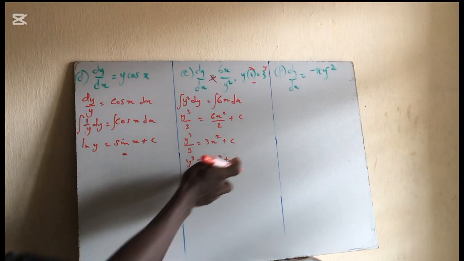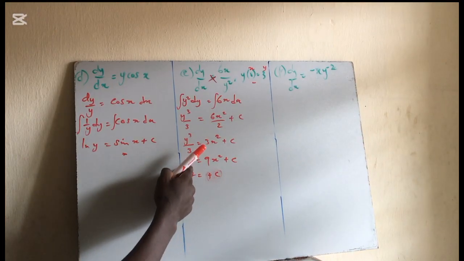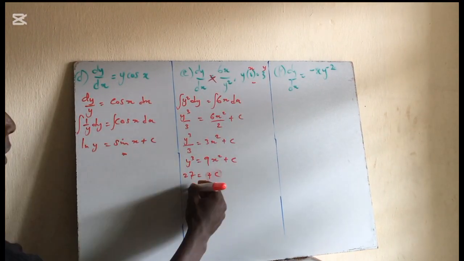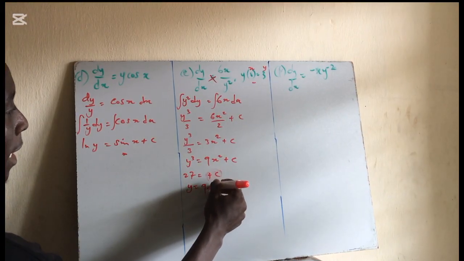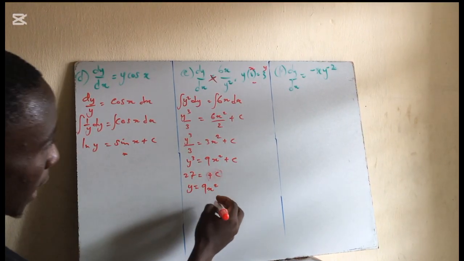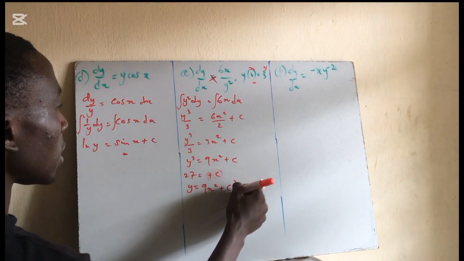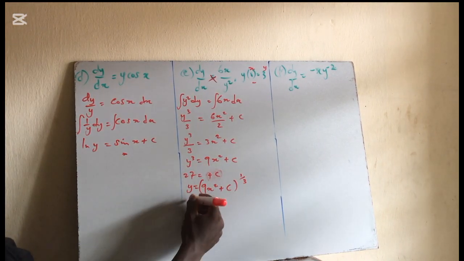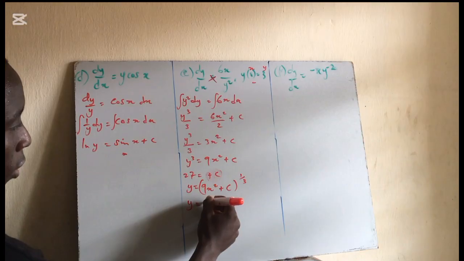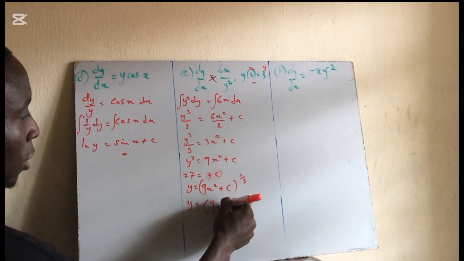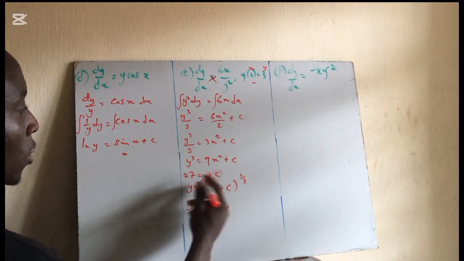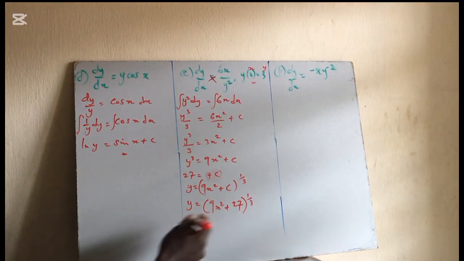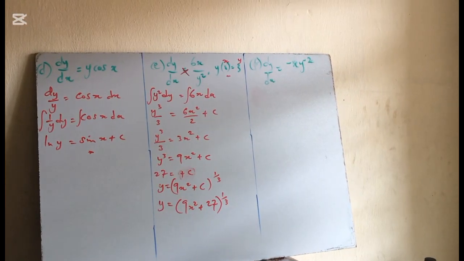Now we can rewrite this. We want to isolate y, remember. So this cube will come here and become 1 over 3, raised to power 1 over 3. So we're having y equals 9x squared plus c, all raised to power 1 over 3. Now insert the constant, it will be y equals 9x squared plus the constant, which is now 27 that we've calculated, raised to power 1 over 3. So that's just that. We're going to be solving the last question.